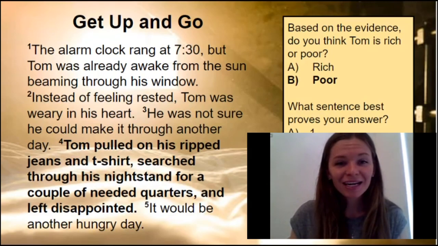In this case, the text is not clear. Wealthy people wear ripped up jeans. Wealthy people wear t-shirts. Wealthy people may also look through their room for money. When you make a guess at what is probably true, it means the evidence is not explicit. In fact, your analysis can use that word probably. Tom is probably poor. When you make these educated guesses, we call them inferences.